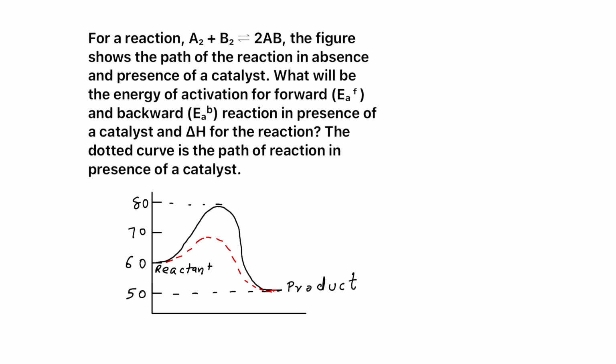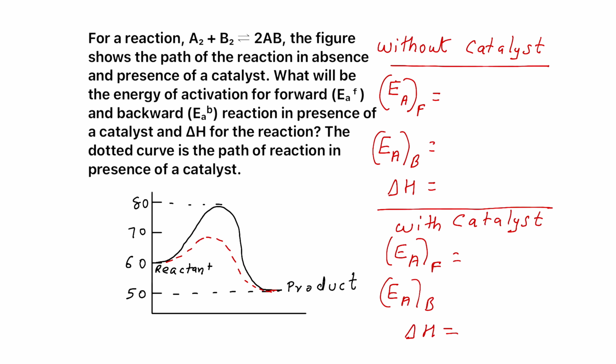You can see without catalyst this is the path, and with the catalyst this is the path. In this particular question they ask activation energy for backward and forward reaction in the presence of catalyst. But I am explaining both cases, without catalyst and with catalyst. First I am explaining without catalyst. This is the path of reaction.